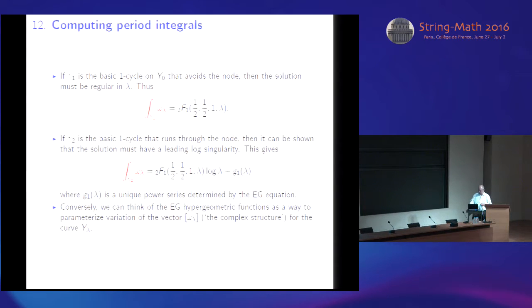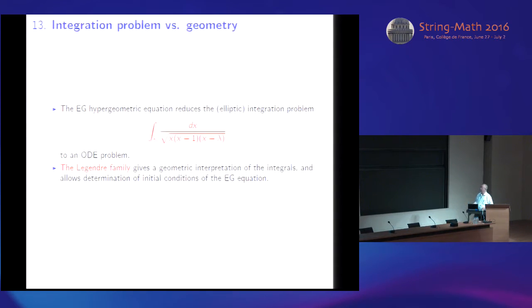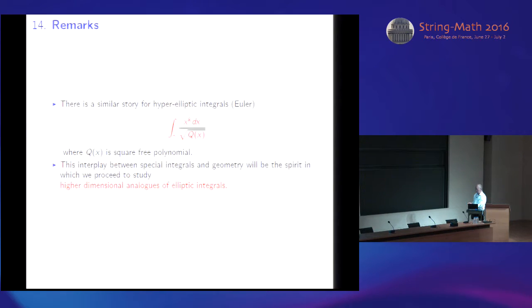So we try to generalize this to a more general situation. You can write the hypergeometric equation as an integral of this form. It's just a matter of notation. So the Euler formula gives a geometric interpretation of the integrals and allows the determination of the initial conditions of the equation. Similarly, we can treat the higher order integrals, hyperelliptic integrals, due to Euler. So we try to generalize all these considerations to high dimension.